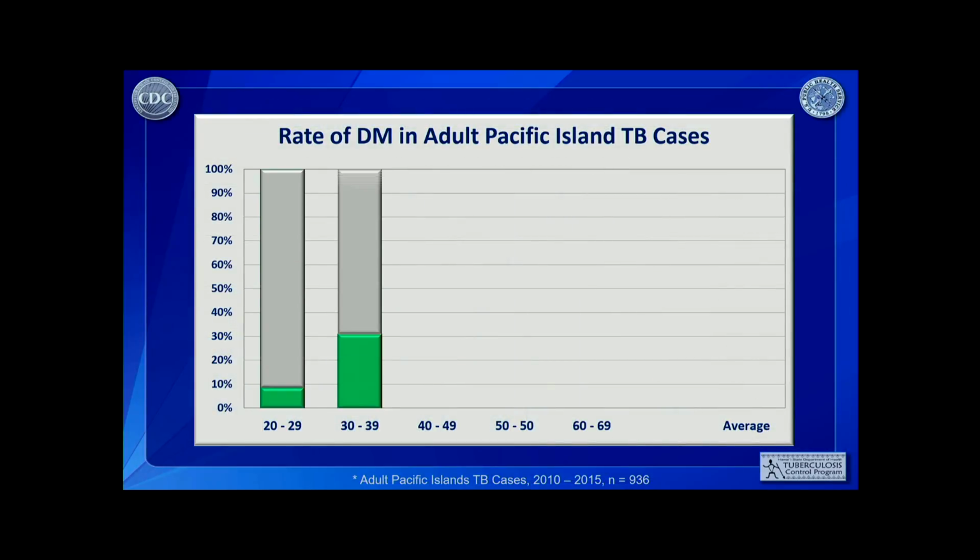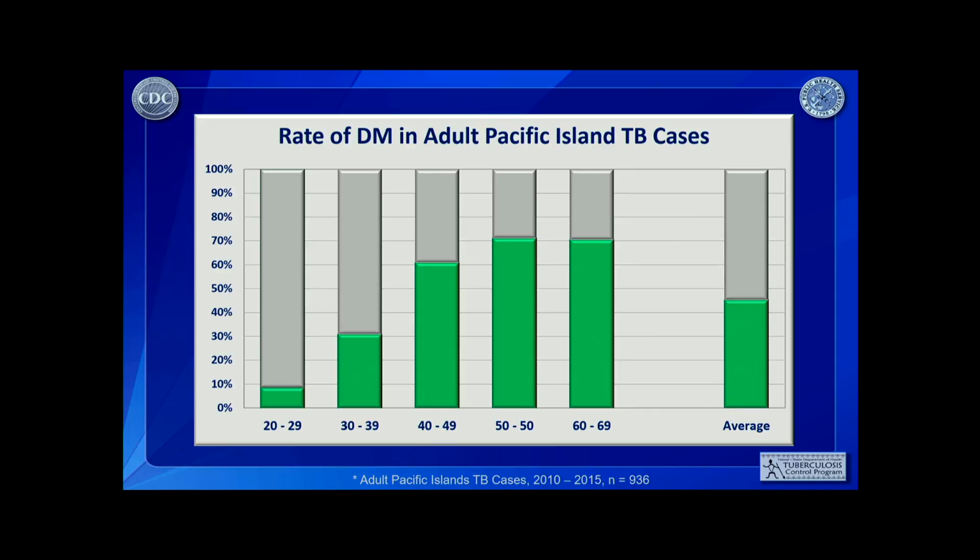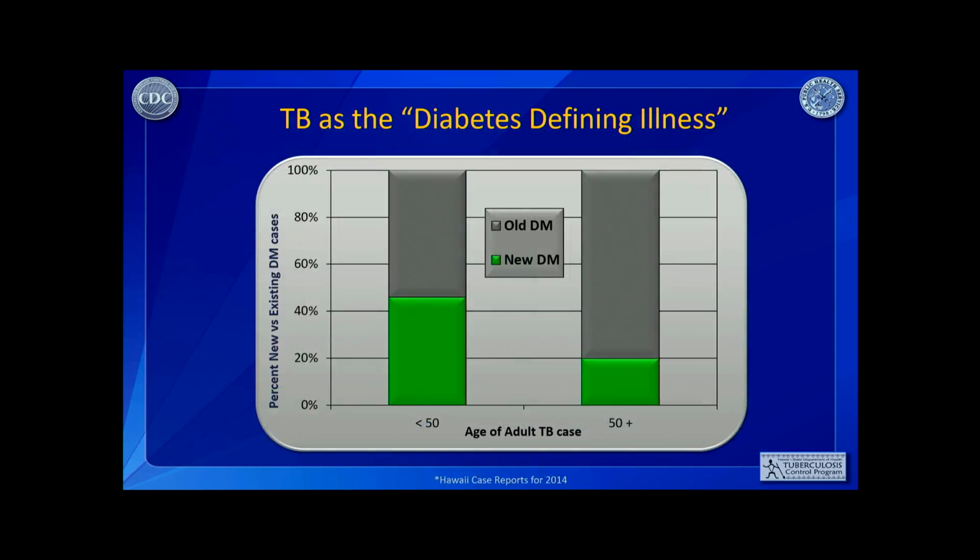This has given us better data about the true incidence of TB and diabetes. You can see that across the Pacific, the average is around 45% or so, but as patients get over age 40, it becomes the majority of patients that actually have diabetes. It's not the exception, it's the rule.